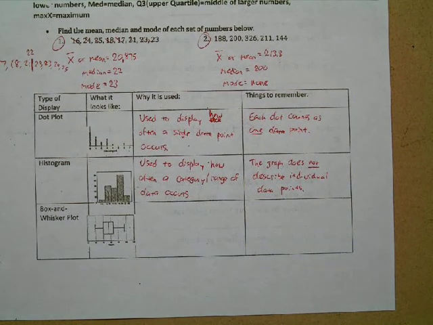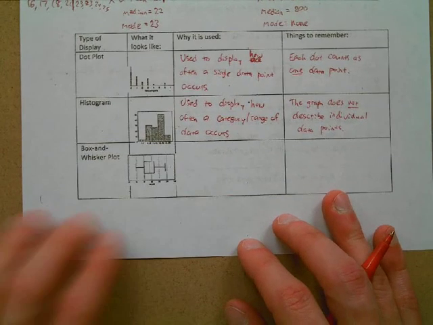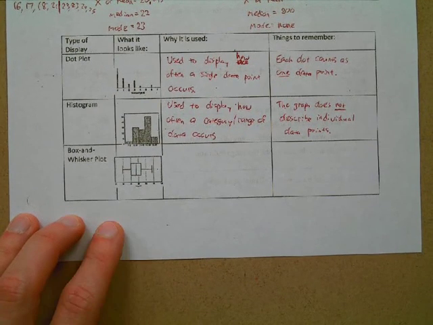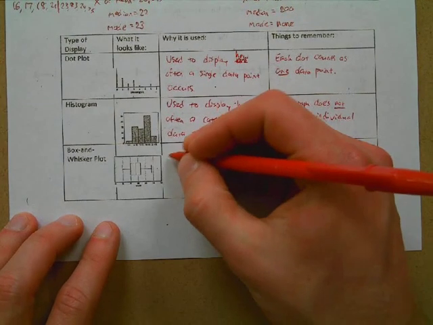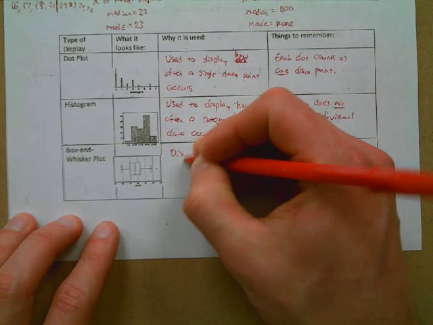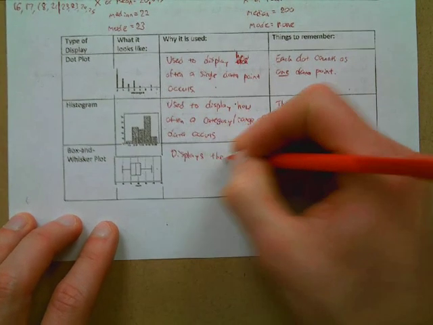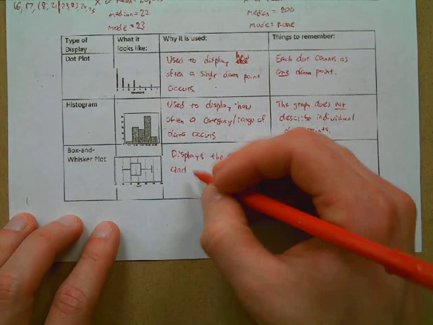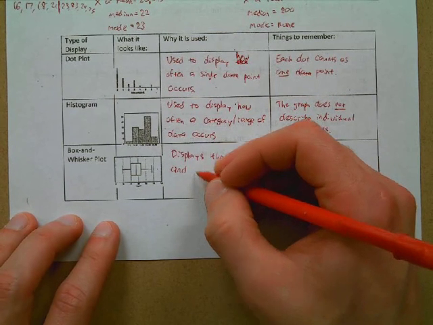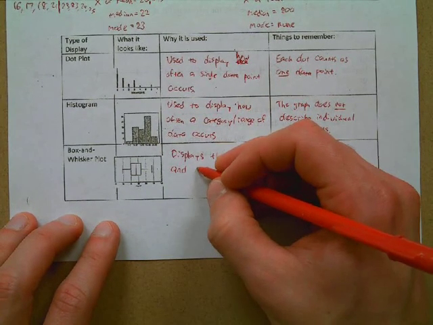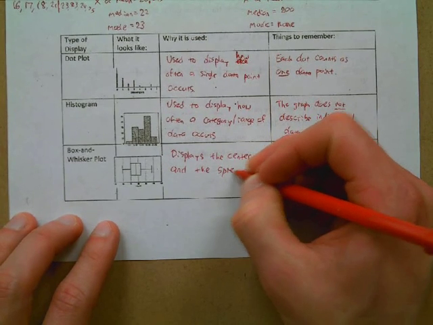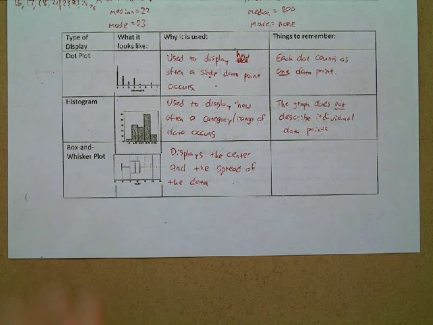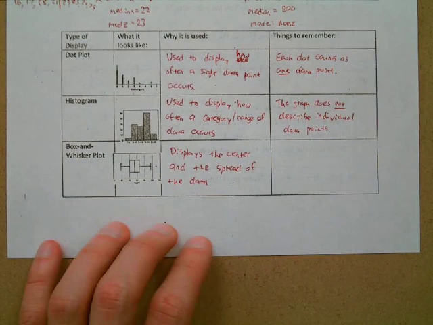All right, and finally, Hannah's favorite, the box and whisker plot. All right. Box and whisker plot, why is it used? Okay. It displays the center, and what did you say there, John? I was going to say the center. Yep, the center and also the spread of the data. Okay, it displays the center and the spread of the data, right?